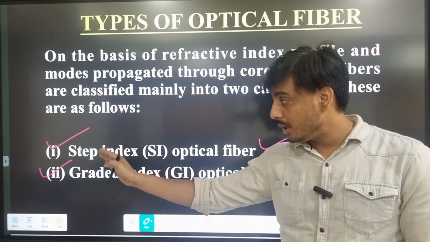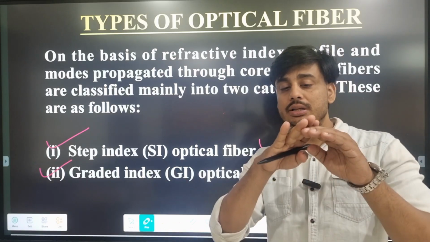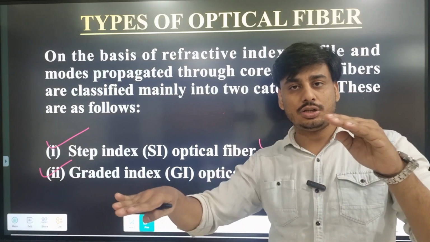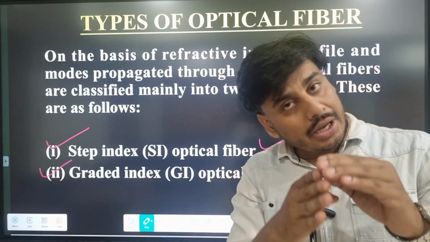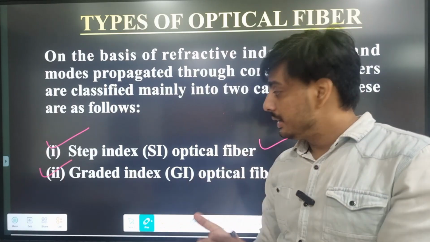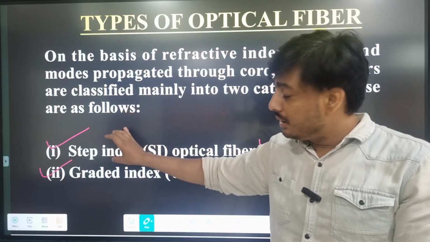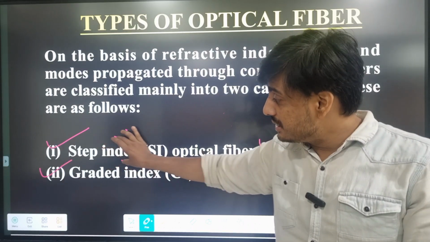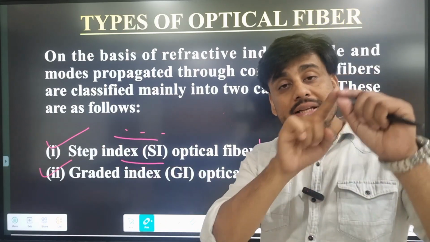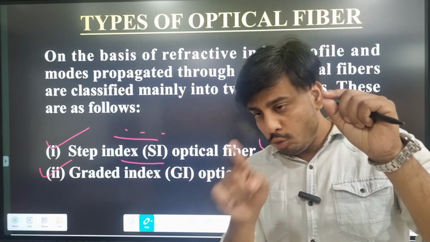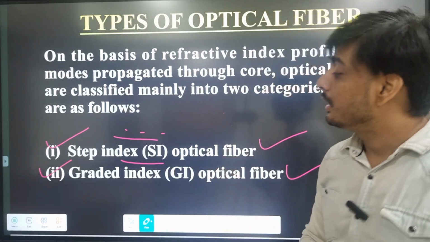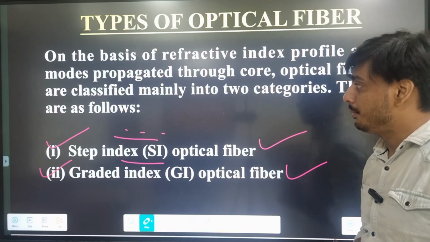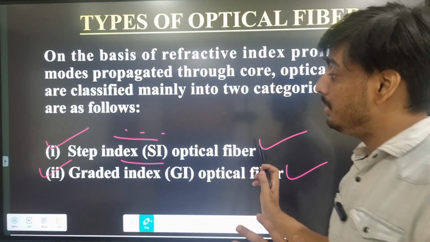From the name you can also identify step index. A step is a drastic change, suddenly there is a change. When there is a drastic change of refractive index between core and cladding, that type of optical fiber is said to be step index. But when there is a gradual slope of change in refractive index between core and cladding, that is said to be graded index optical fiber. We will discuss each one of them in detail.